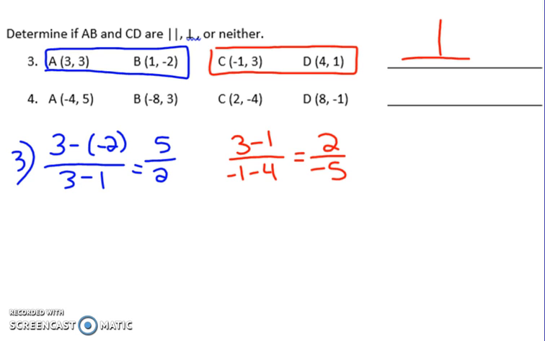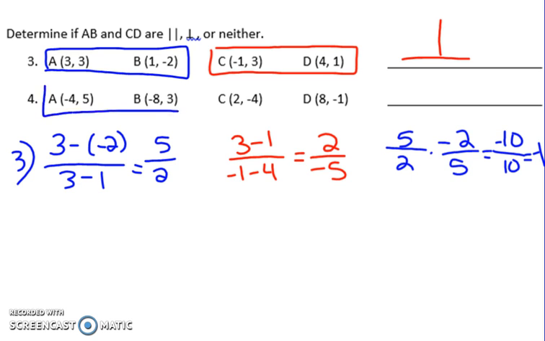And if I were to multiply 5 over 2 times negative 2 over 5, that gives me negative 10 over 10, which equals negative 1. So it works, and that's just one simple way to check yourself.